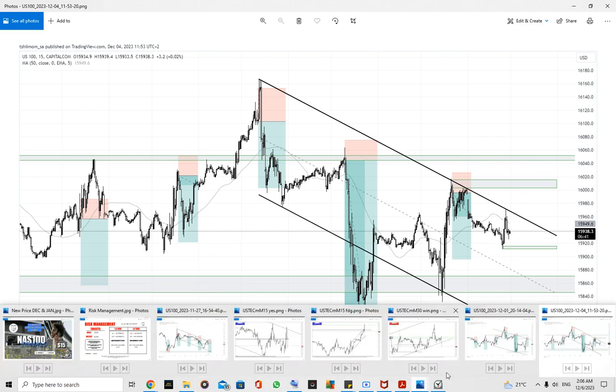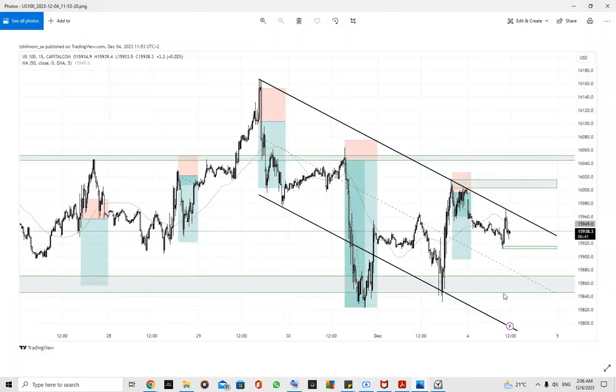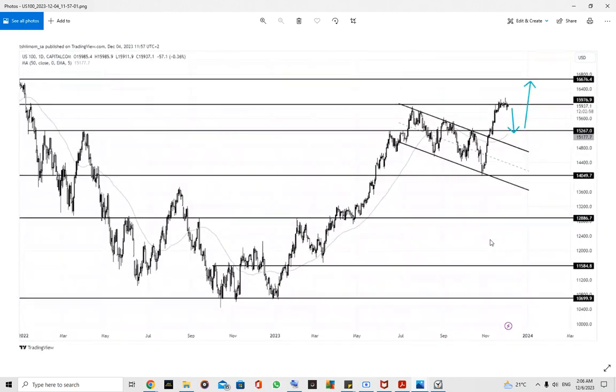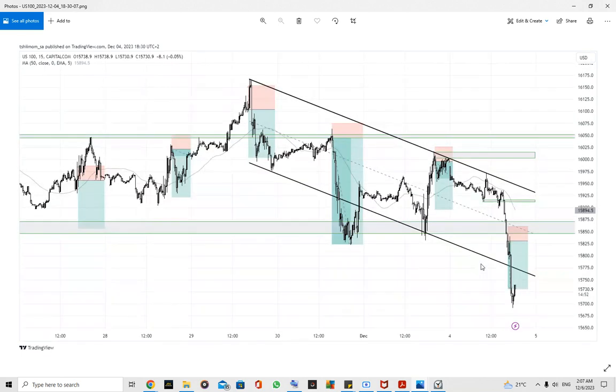This is what happened now. As you can see, this is the last screenshot. Now look at what happened the following Monday. We had that sell. So holding this trade would mean that now our take profit has been hit because we broke below 15,900. But I also want you to see this. Look at what happened the following Monday. The market just pushed harder and harder to the downside.